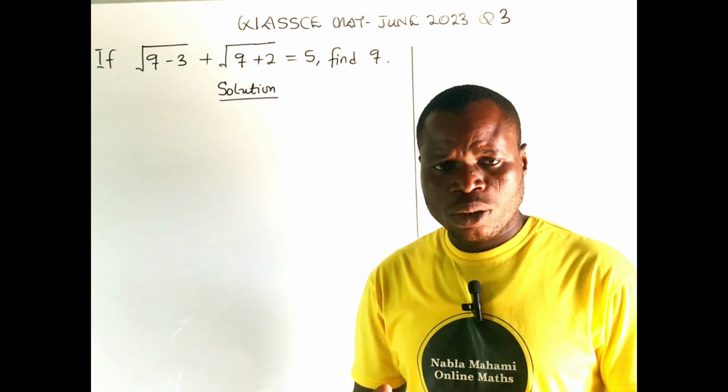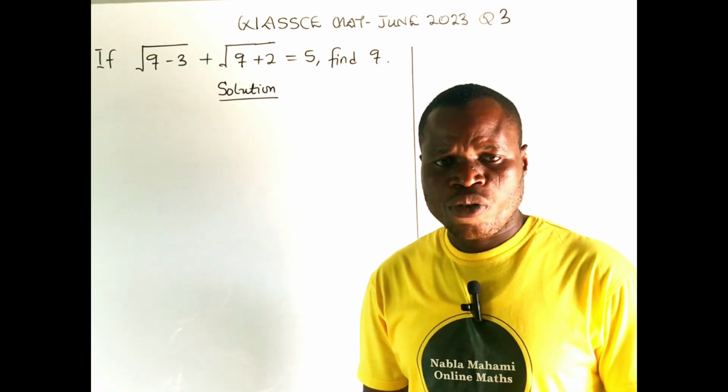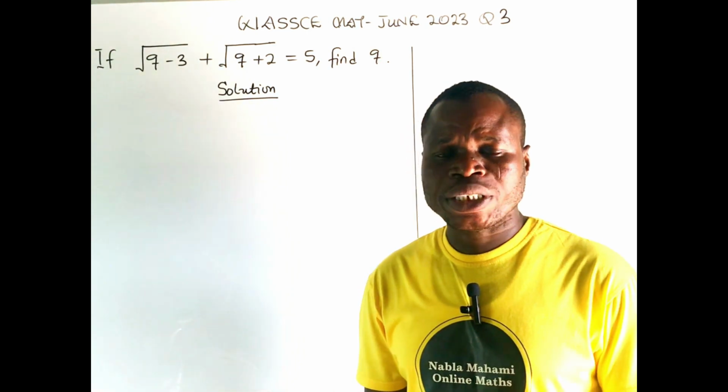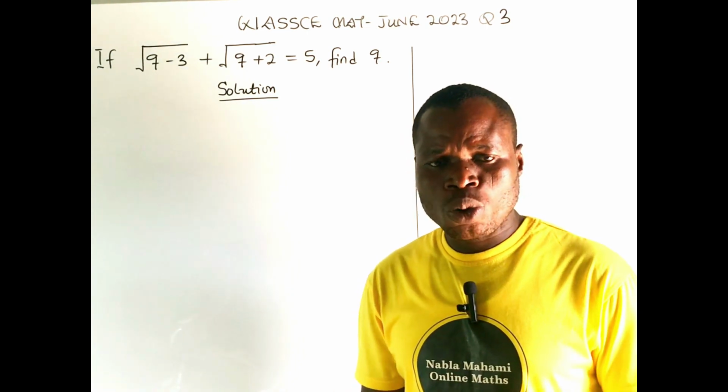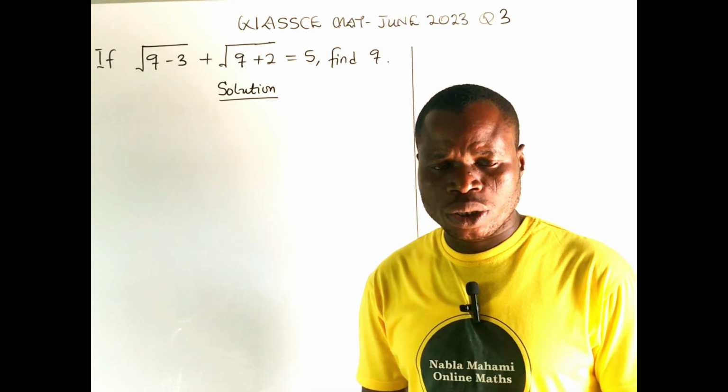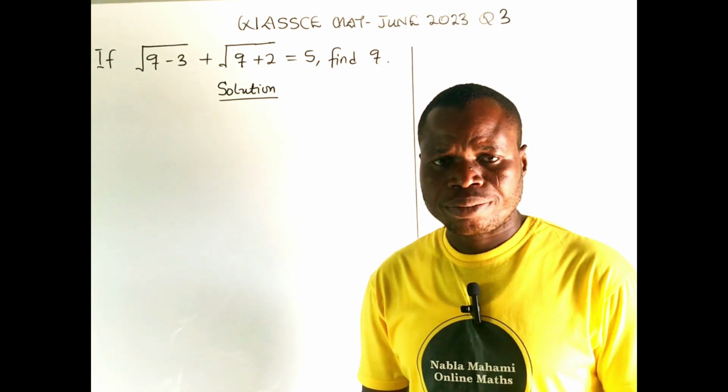In this video, we are going to solve WASSCE May-June 2023 Elective Mathematics Theory Question 3. This question was a compulsory question for the candidates to solve for 6 marks. So let's look at the ideal solution of the question.